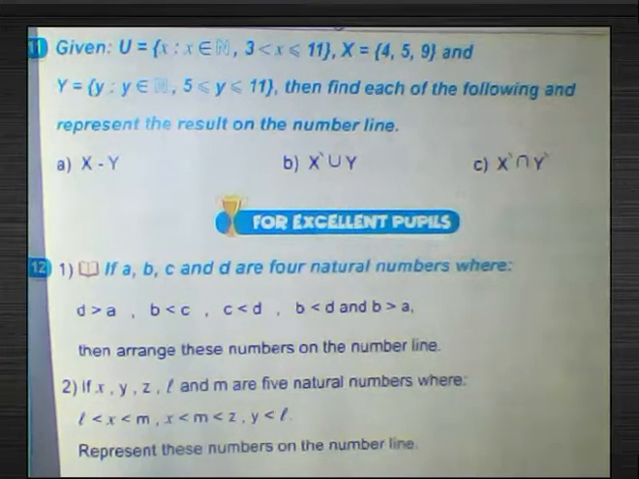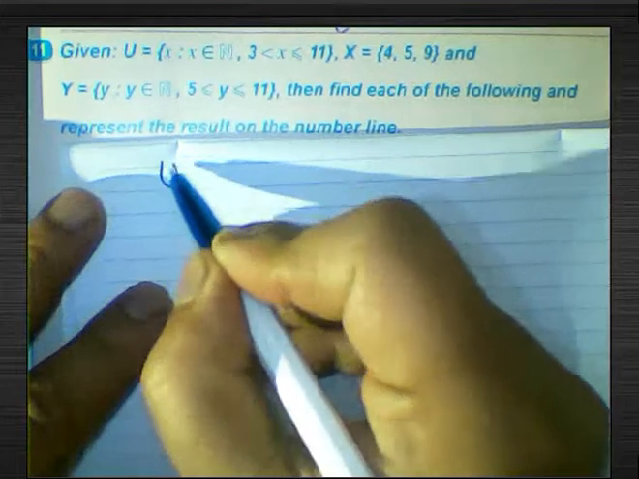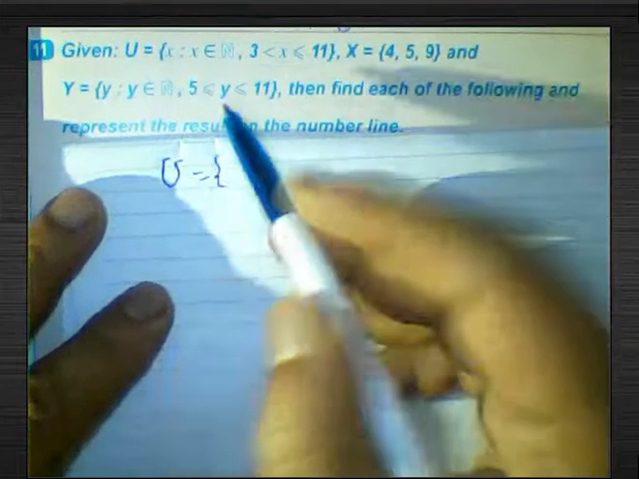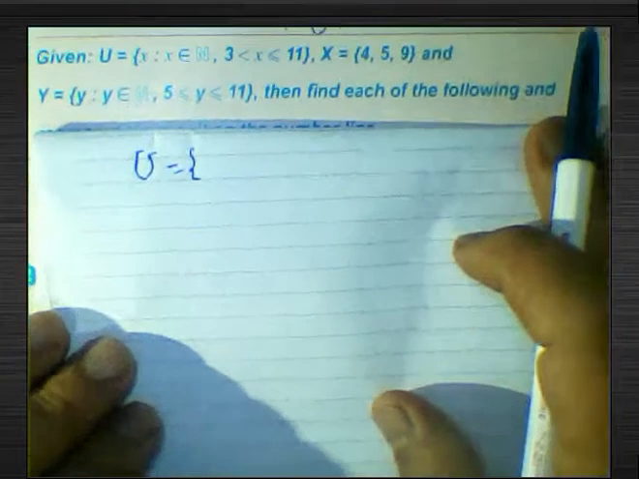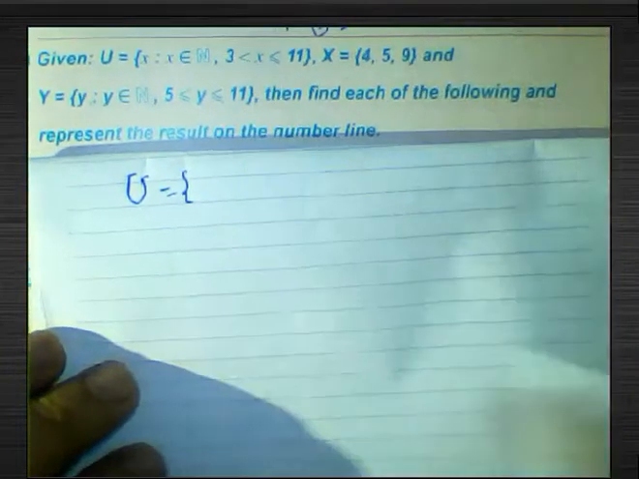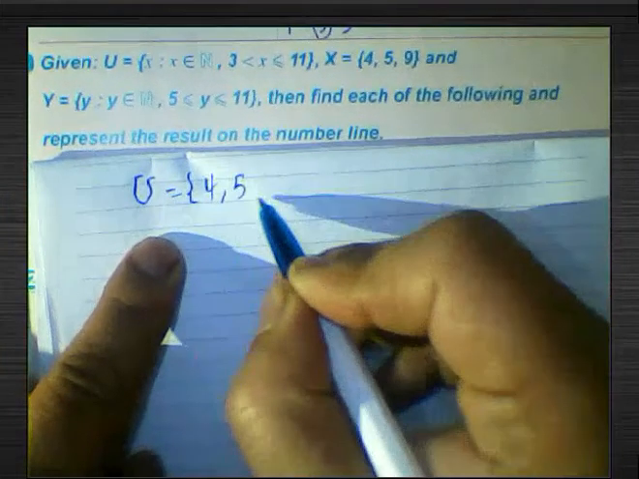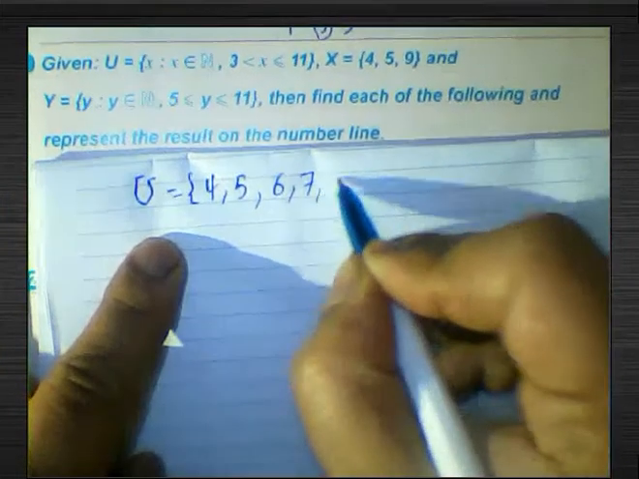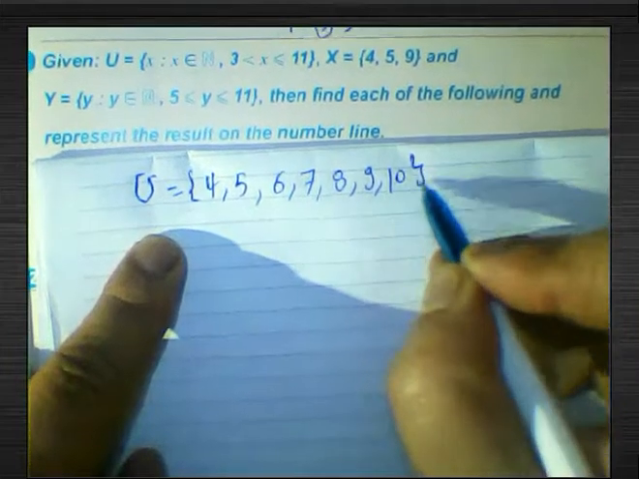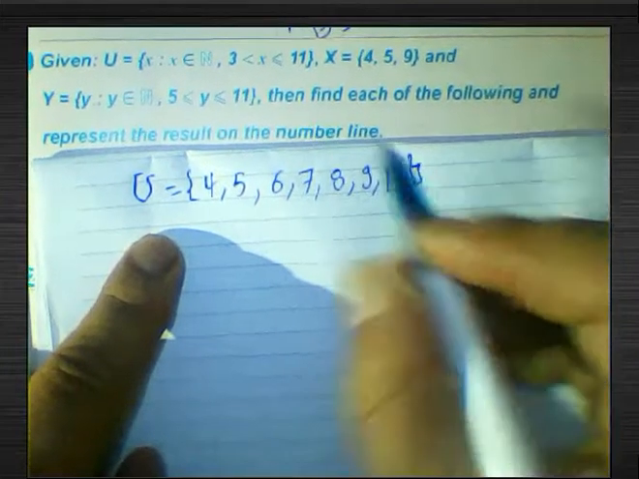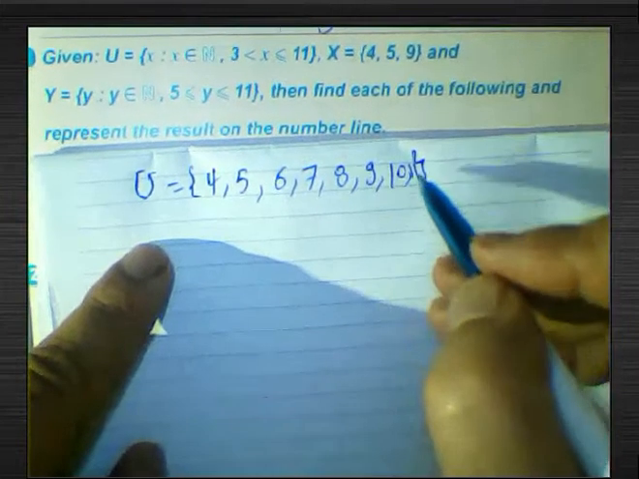We can write all elements of the universal set U, equal to the set of x such that x belongs to N, x more than 3 and less than or equal to 11. We write 4, 5, 6, 7, 8, 9, 10 and 11, because of the sign less than or equal to 11, so you must write 11 here.